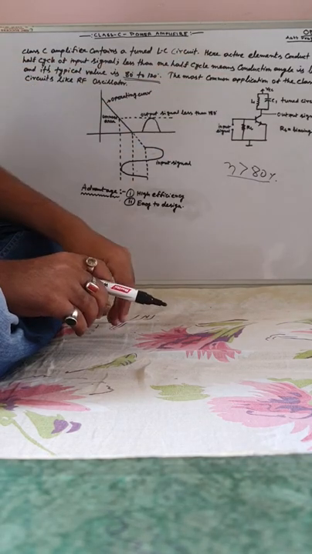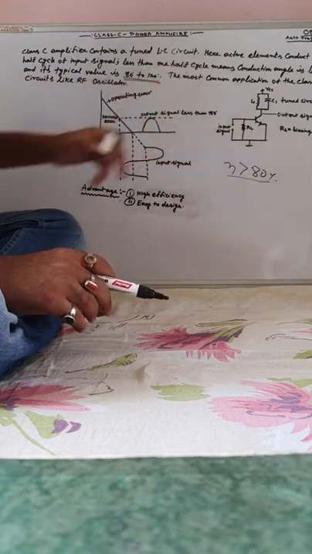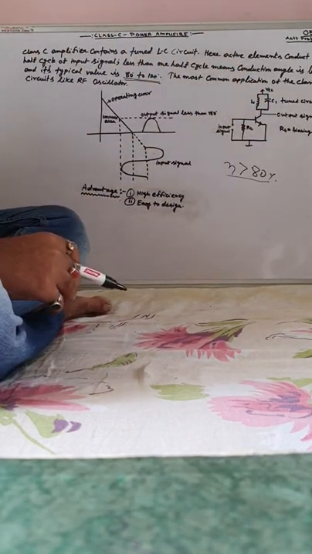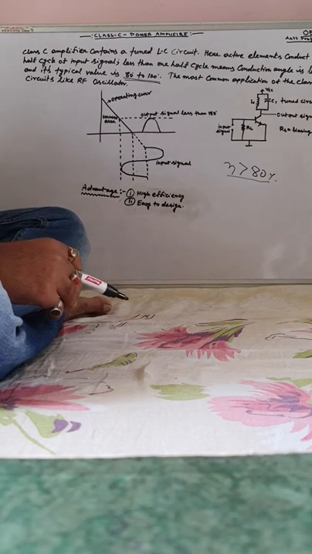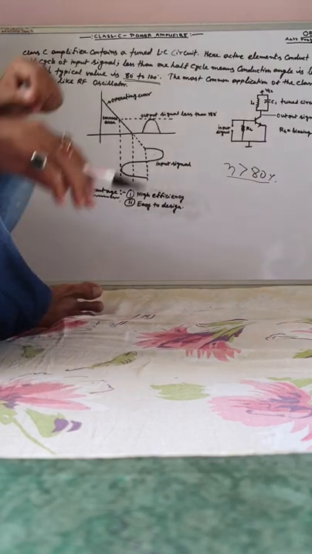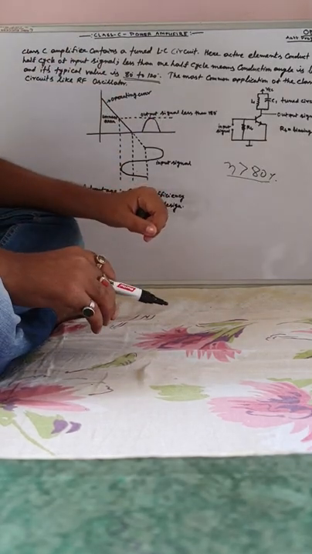Remember some applications of class C amplifier. I have given you one application, that is the RF oscillator, because this is an LC tuned circuit. This can be used as an oscillator, a tuning oscillator. So you don't need to remember everything regarding class C amplifier, but it is the most common amplifier.